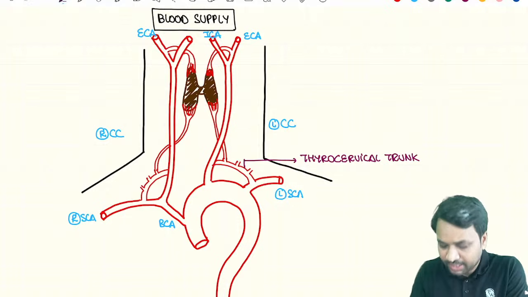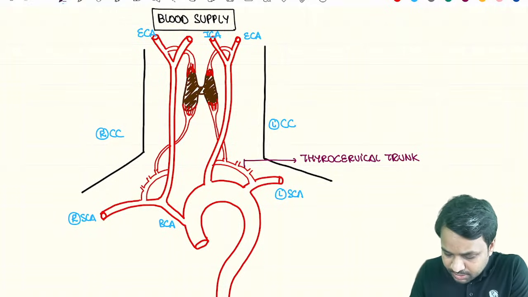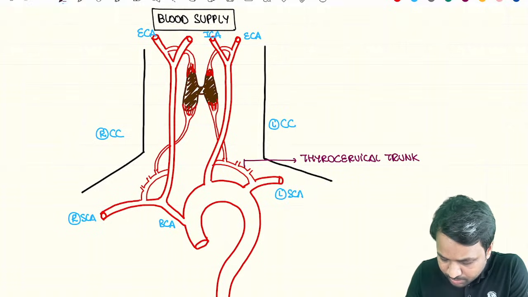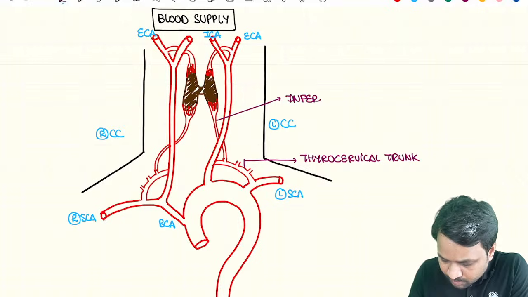This is what we call the thyrocervical trunk. Now from the thyrocervical trunk, you see this is the vessel that originates. This happens to be the inferior thyroid artery.